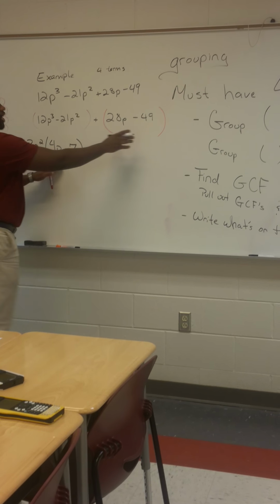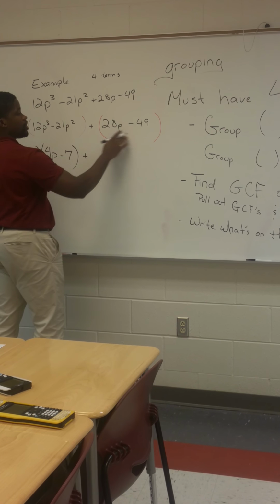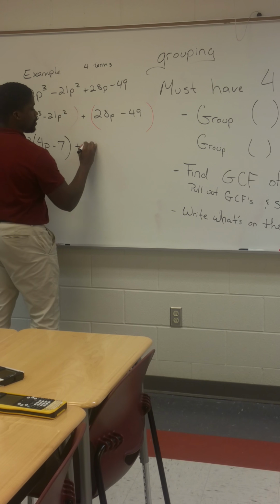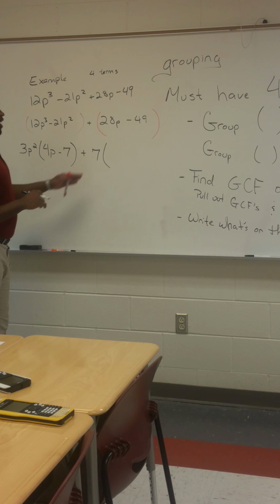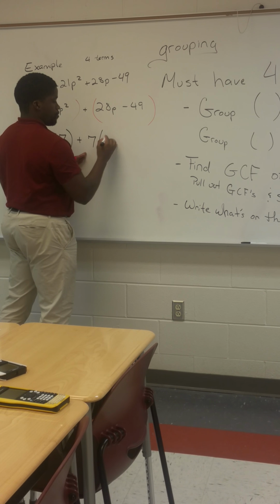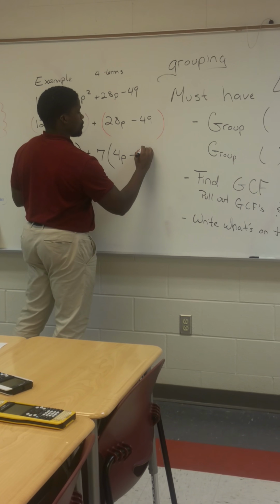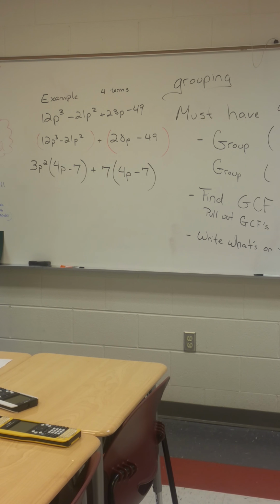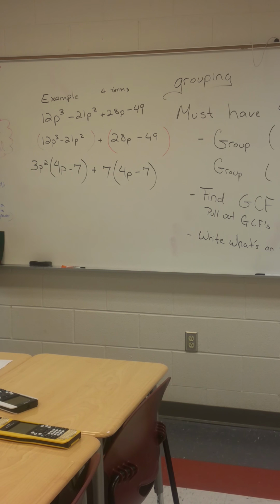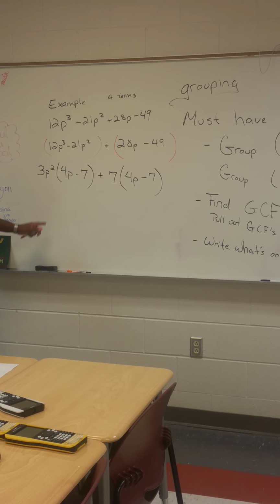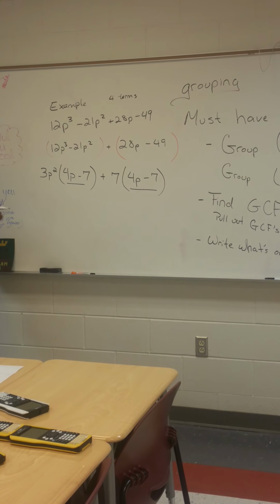Now we must do the second group. Here we'll be able to see that our GCF here is 7. Dividing our GCF back into each term, we're able to see how we get 4p minus 7. We know we're doing good. Both of our insides look the same.